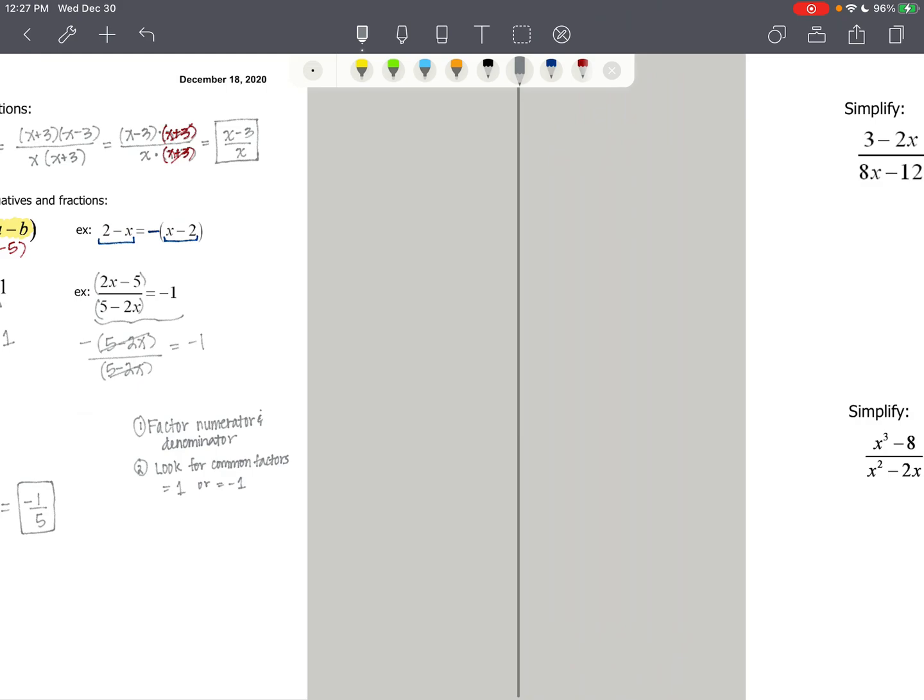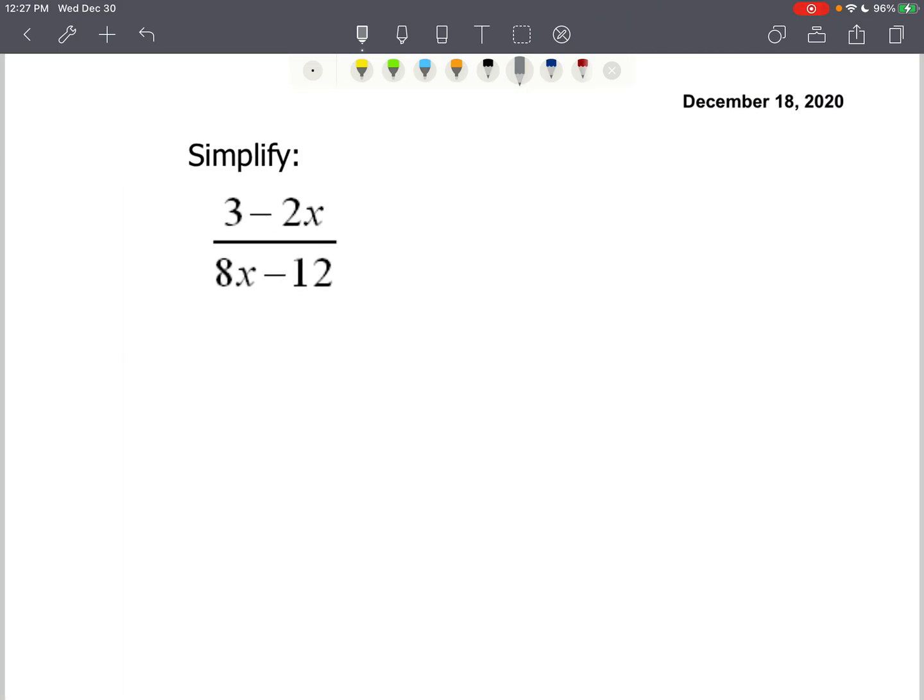Okay, here's one for you to try. 3 minus 2x over 8x minus 12. Go ahead and press pause, and when you're ready to look at the answer, press play. Okay, checking your work, you should have 3 minus 2x over 4 times the quantity 2x minus 3, which reduces to -1/4.